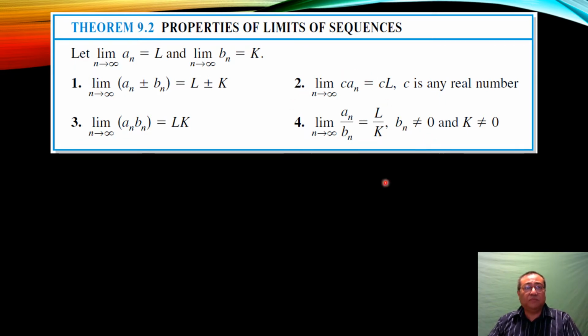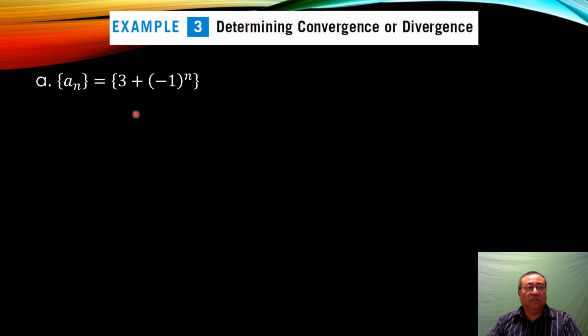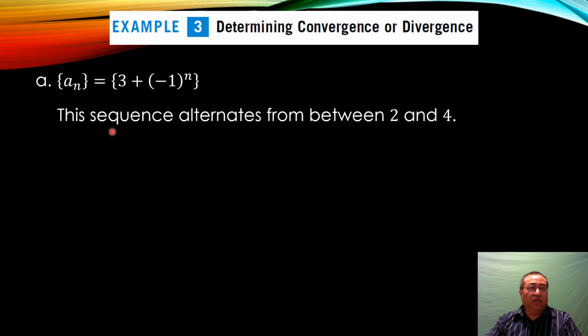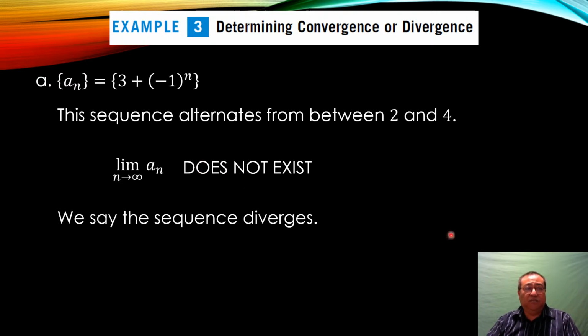All right. So here, looking at this example, we're going to determine whether this sequence converges or diverges. This sequence alternates between 2 and 4. This was in the previous video. It goes back and forth between 2 and 4. So the limit does not exist. If the limit does not exist, then we say the sequence diverges. The limit doesn't exist because it hops back and forth between 2 and 4.